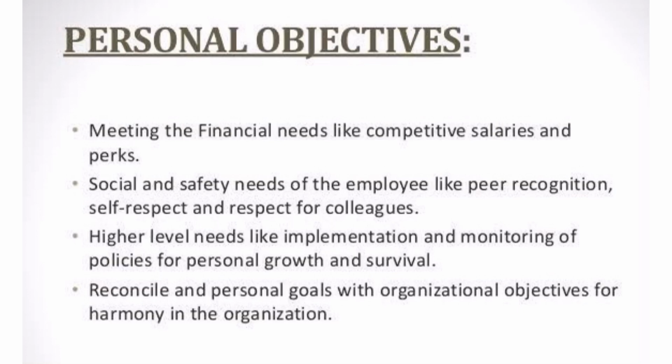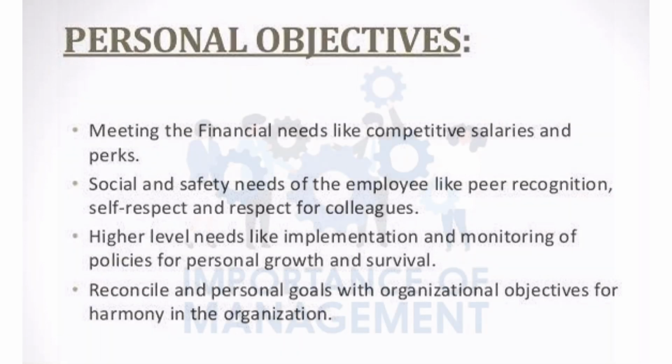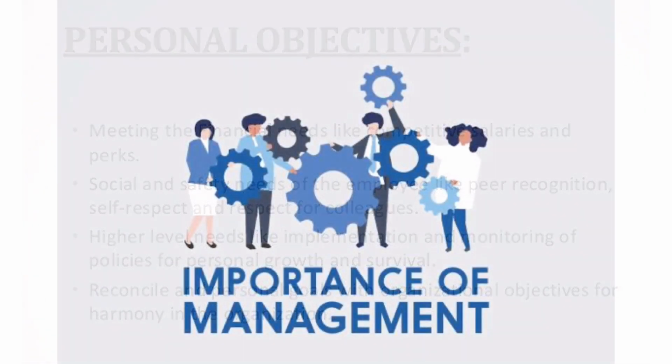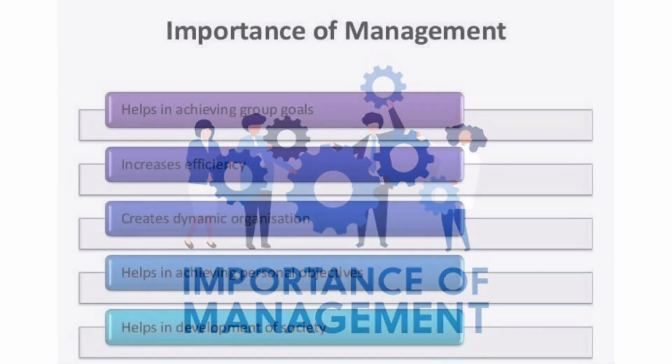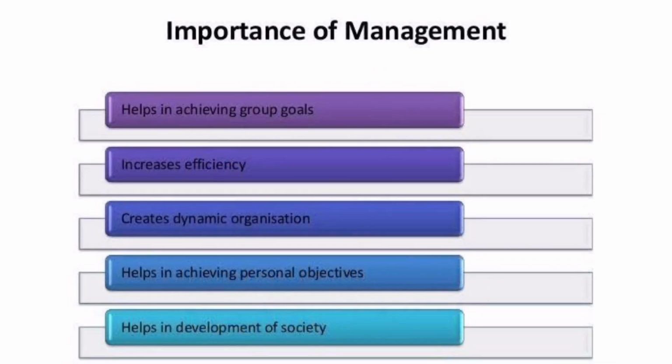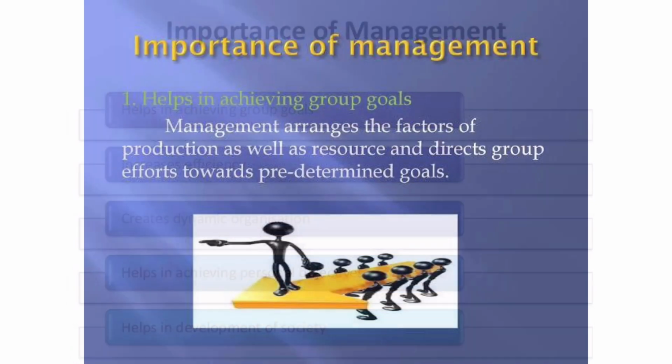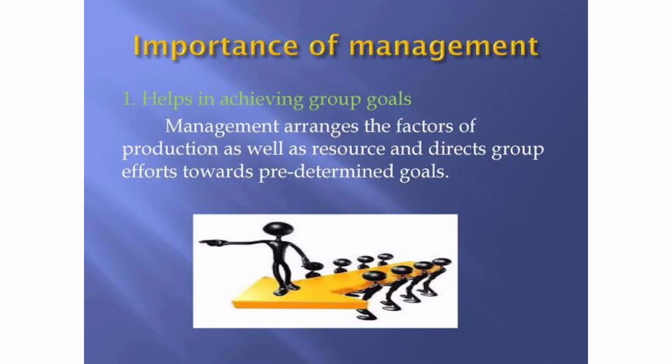That's all. Now, the next topic is the importance of management. The importance of management can be divided into five parts: it helps in achieving group goals, increases efficiency, creates a dynamic organization, helps in achieving personal objectives, and helps in the development of society. So the first one to discuss is that management helps in achieving the group goals.